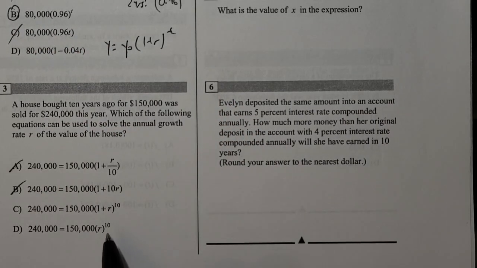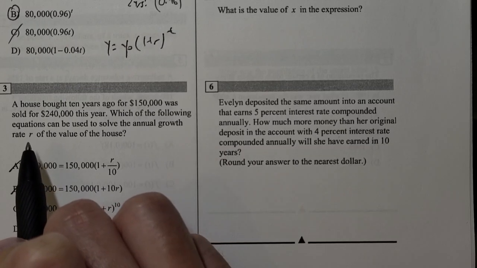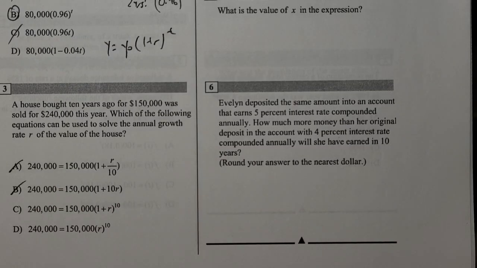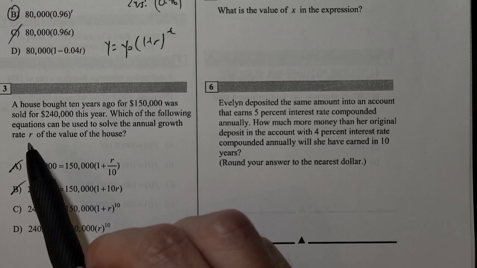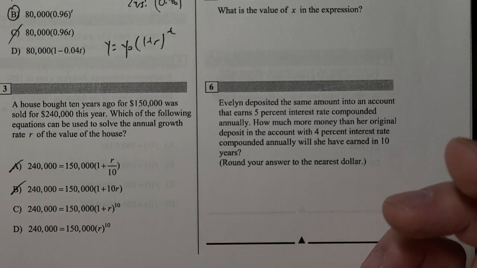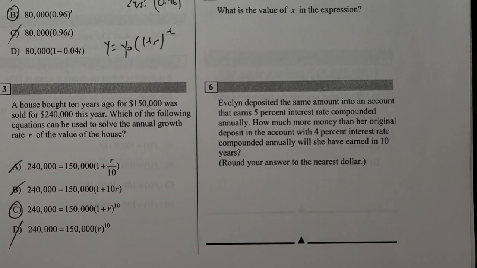Okay, now which one is it over here? Well, if I have an annual growth rate of, let's make it extreme, 100%. Okay, so if it's 100%, that means it should be doubling, right? Would that work for choice D? 100% is 1. 1 to the 10th power, you're just multiplying 150k by 1. There's no growth. Eliminate that. Choice C. That's clearly the answer.